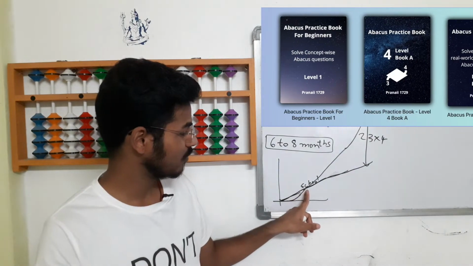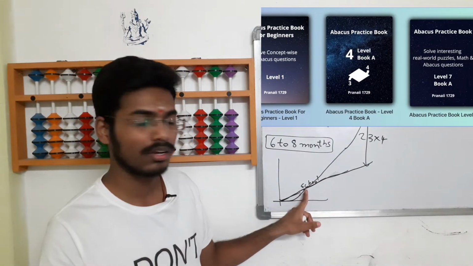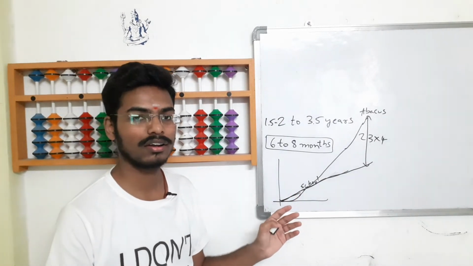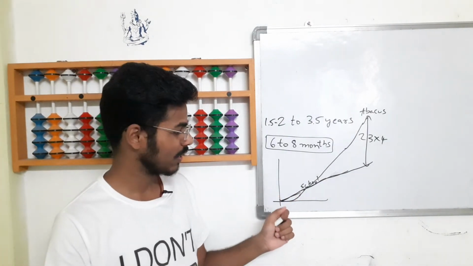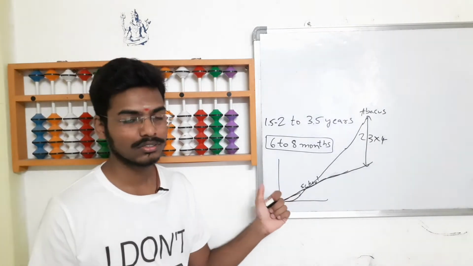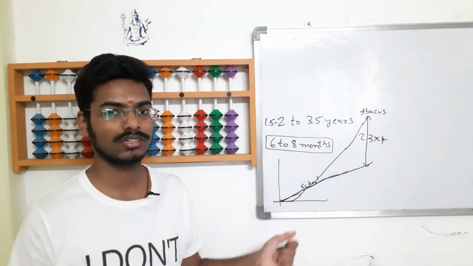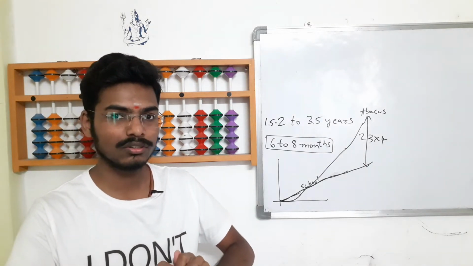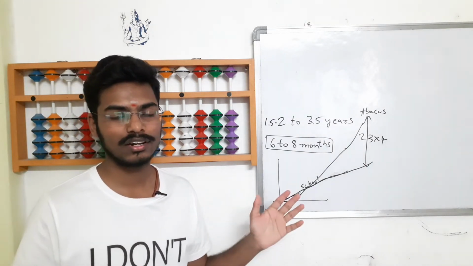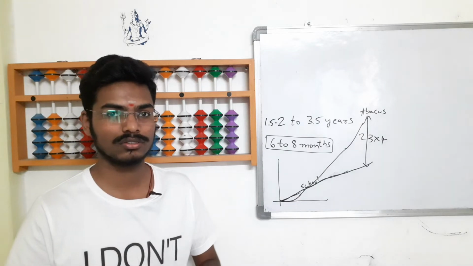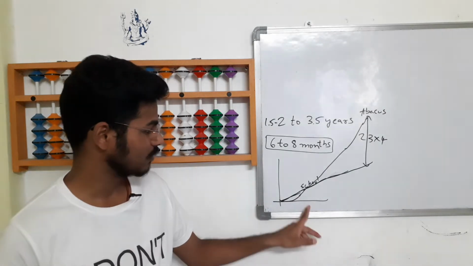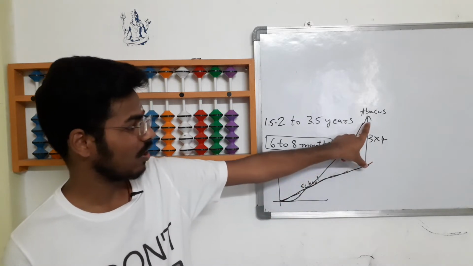So up to this point, the first 6 to 8 months, you will not be able to gain speed. You should not get demotivated and leave Abacus. You should continue practicing, continue solving the assignments, whatever your institution is giving, and keep yourself motivated. Observe the students who are in the last level or 8th level. You can see their speed, how they improve. This is a lot of gap.